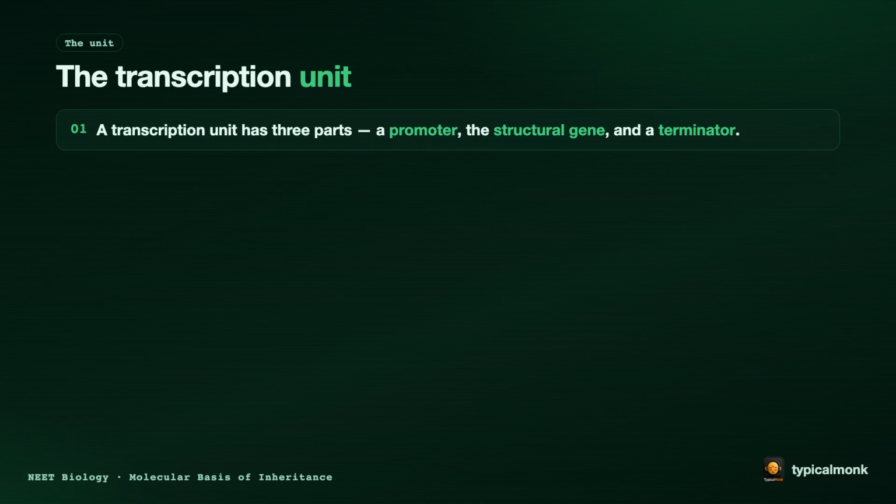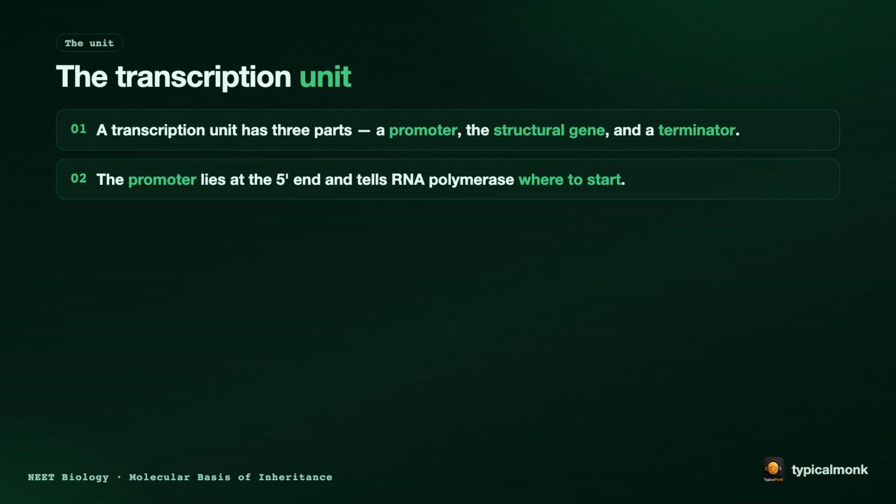Now, the region that is transcribed, the transcription unit. A transcription unit has 3 parts: a promoter, the structural gene, and a terminator. The promoter lies at the 5' end and tells RNA polymerase where to start. At the 3' end, the terminator marks where to stop.